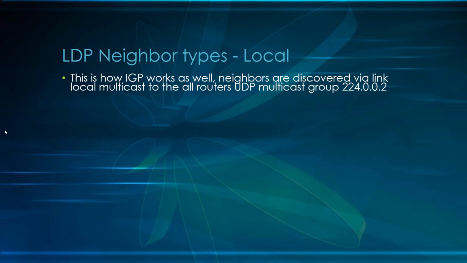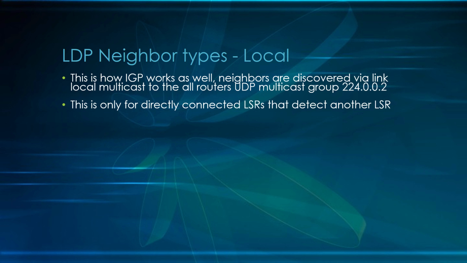Neighbors are discovered via link local multicast to the all routers multicast group 224.0.0.2. This is only for directly connected LSRs that detect another LSR. So you are going to send hellos to 224.0.0.2. If you get a response, which is going to be an interface IP address, then you know that's another label switch router, and then you begin doing the happy dance and exchange labels and all that good stuff.